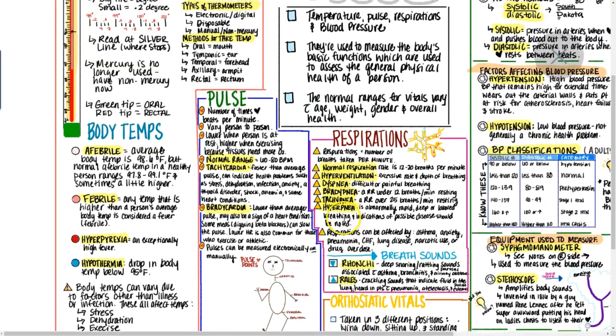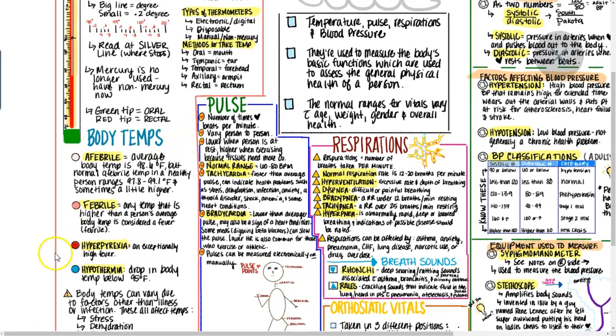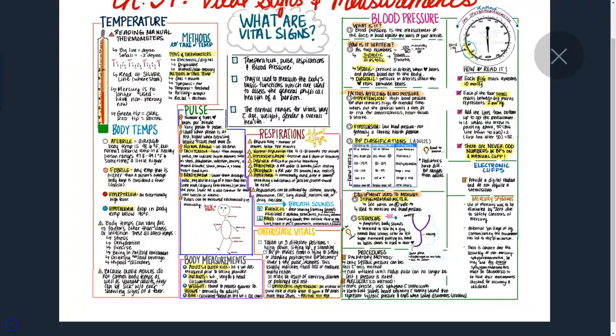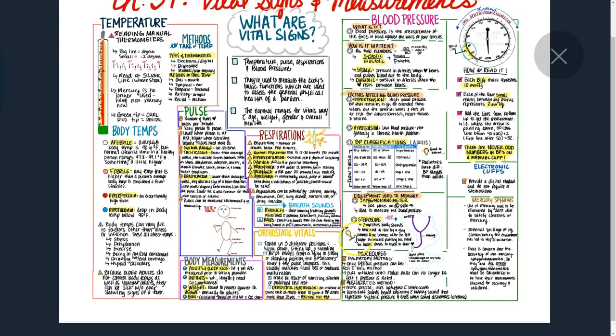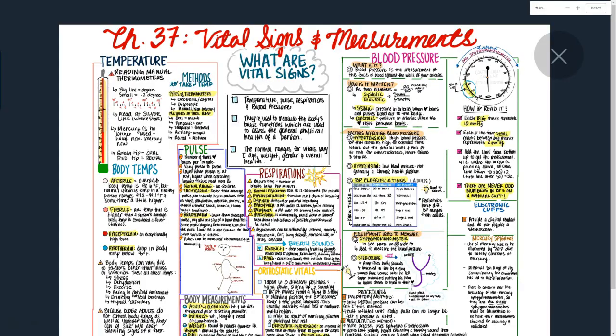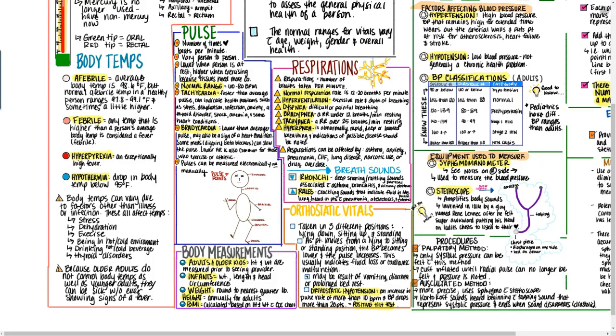Okay, so over to respirations. Your respirations are the number of breaths taken per minute. Your normal respiration rate for an adult is about 12 to 20 breaths per minute.